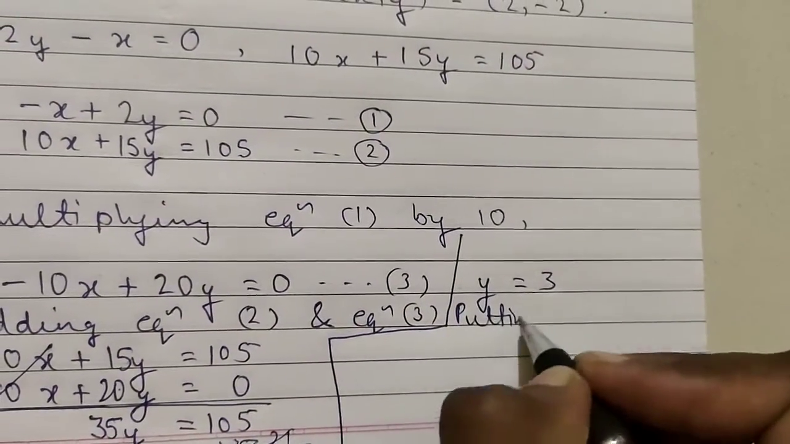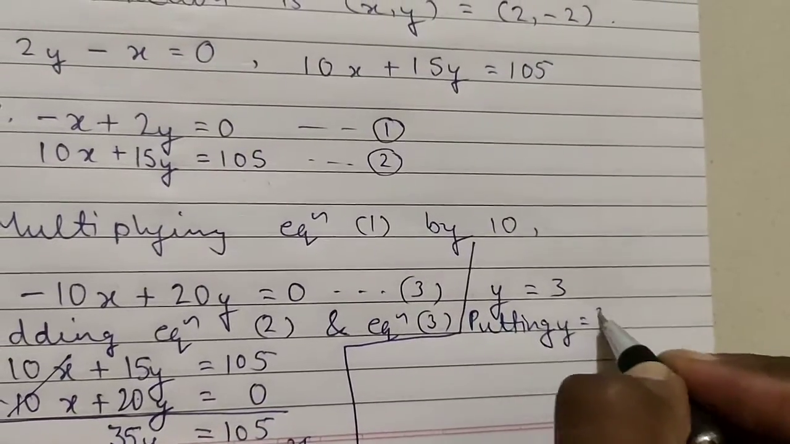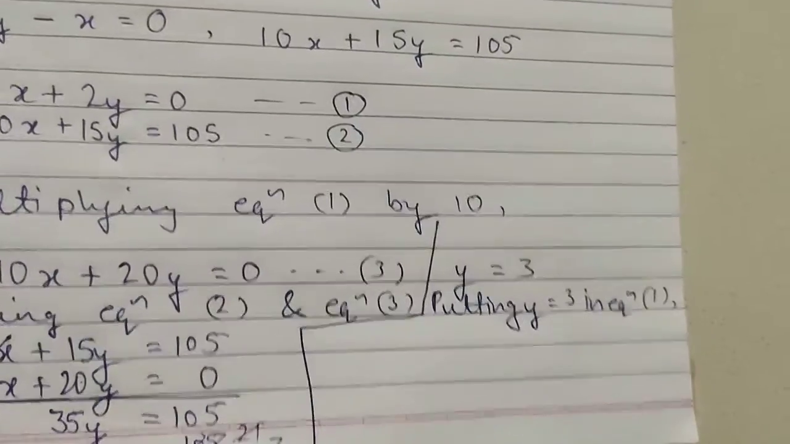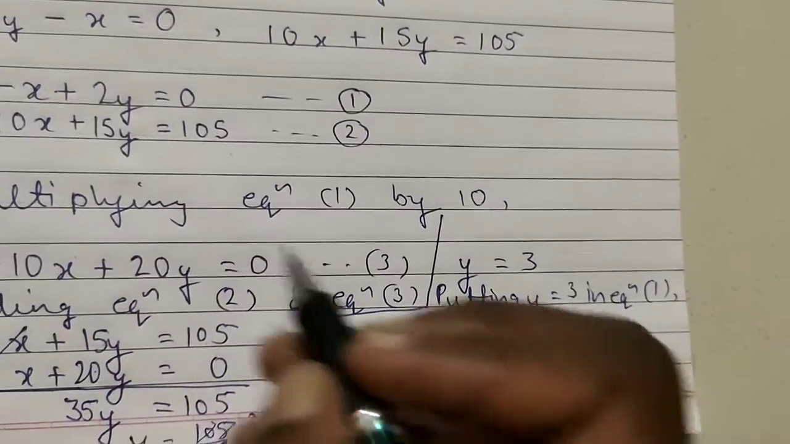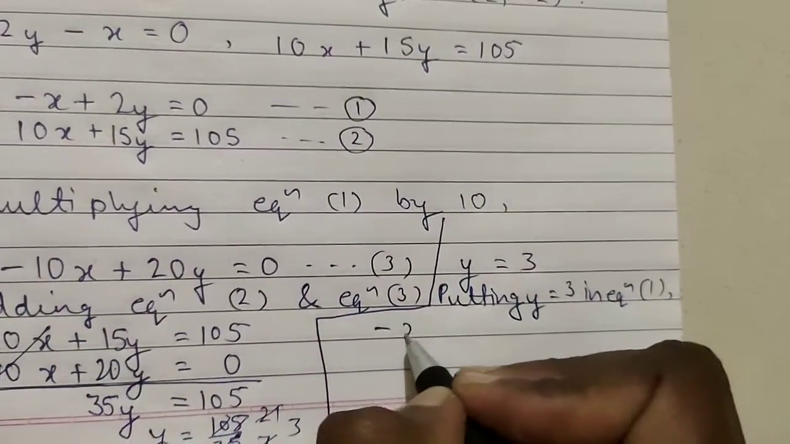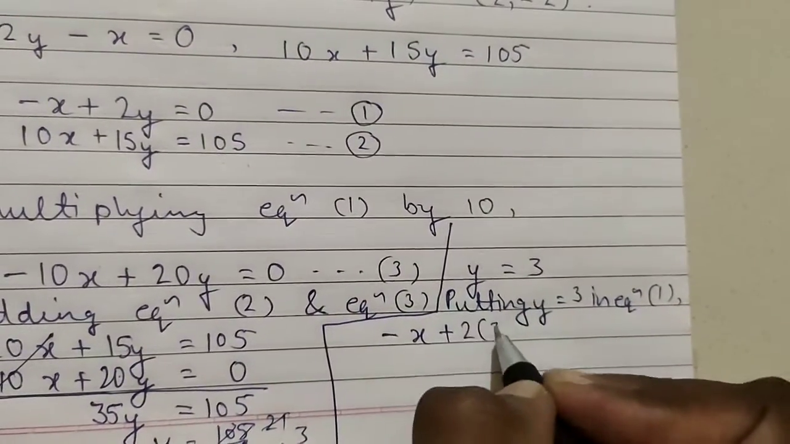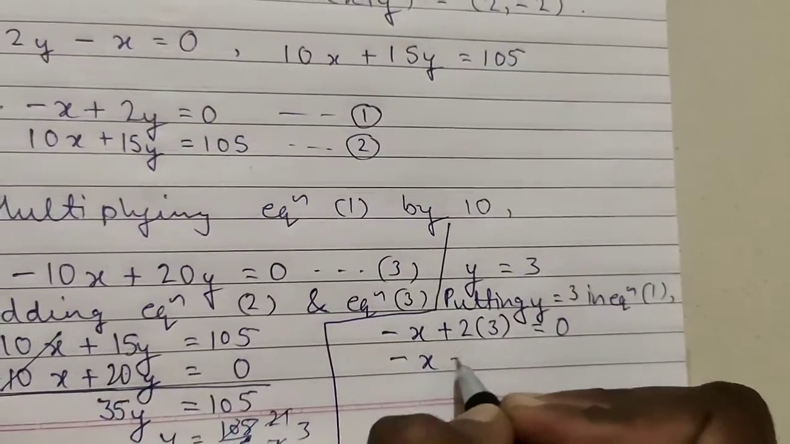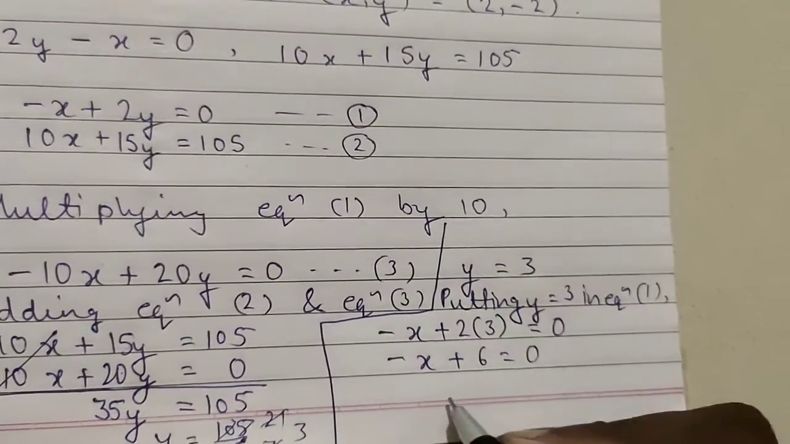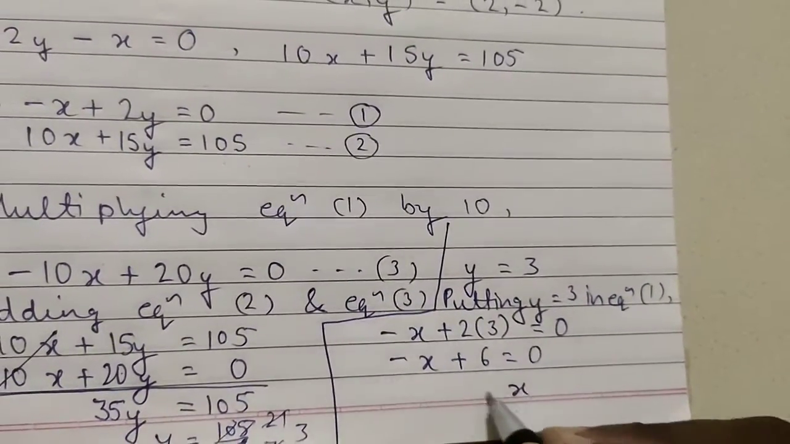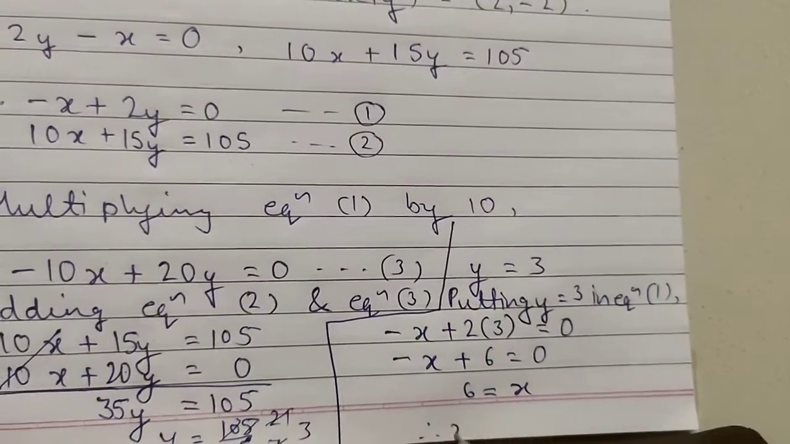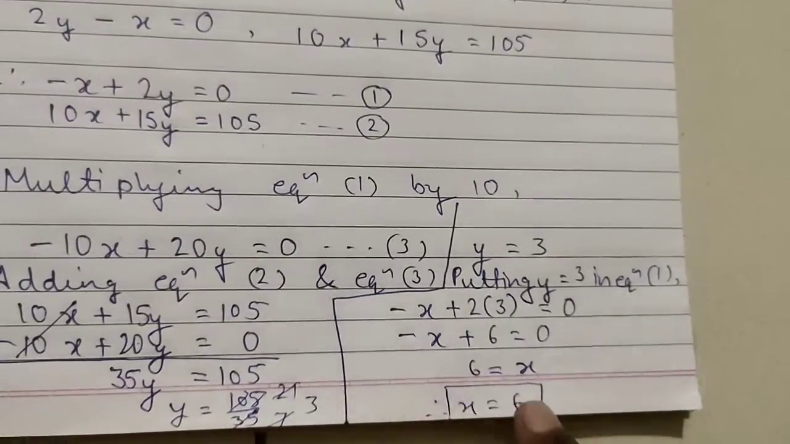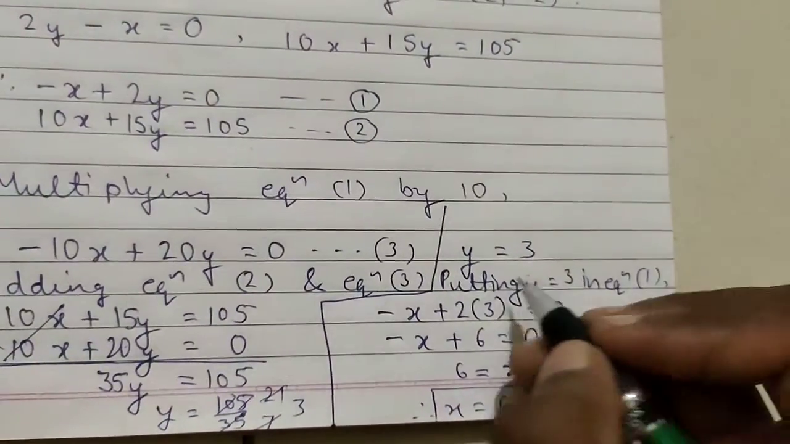So putting y equal to 3 in equation 1. Okay, now put the value of y in equation 1. So what you will get? Minus x plus 2 into y value is 3 equals to 0. So this becomes minus x plus 6 equal to 0. So take this minus x to this side. So you will get x is equal to 6. Okay. So what is your answer? x is equal to 6 and y equals to 3.